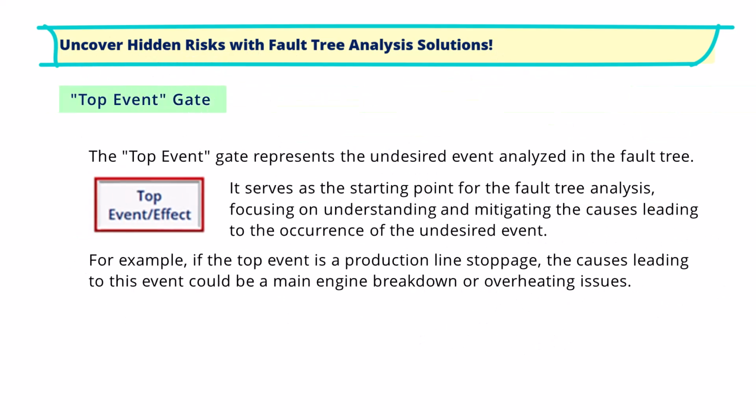Top event gate. The top event gate represents the undesired event analyzed in the fault tree. It serves as the starting point for the fault tree analysis, focusing on understanding and mitigating the causes leading to the occurrence of the undesired event. For example, if the top event is a production line stoppage, the causes leading to this event could be a main engine breakdown or overheating issues.